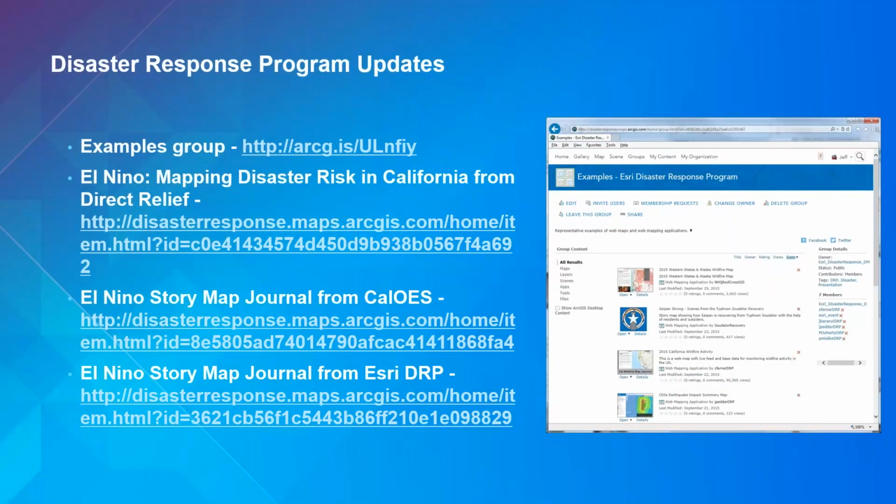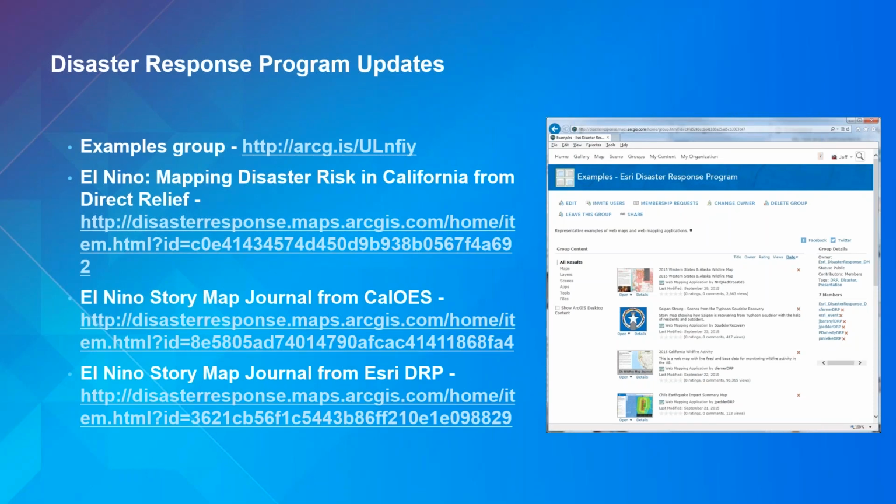Additionally, we have a standing examples group as a part of our disaster response program. This is where we inventory a lot of the great work that's done by our users leveraging the technology to make products for disaster response and emergency management. Just a coincidence here, all the new additions that we've made to this group this month are around El Nino.